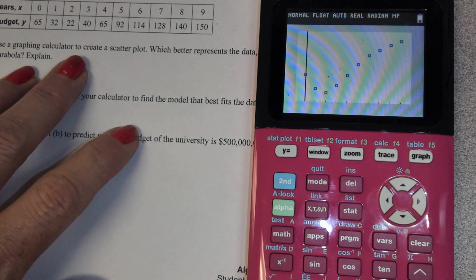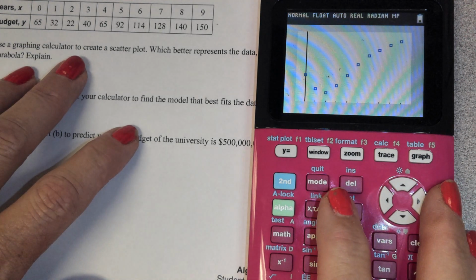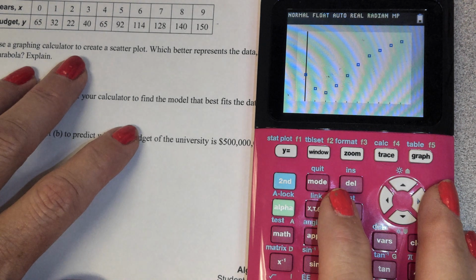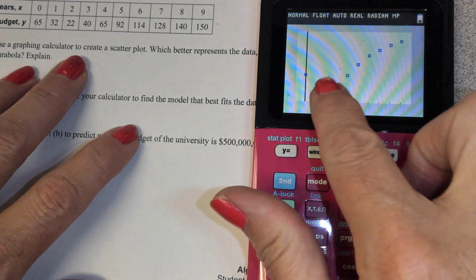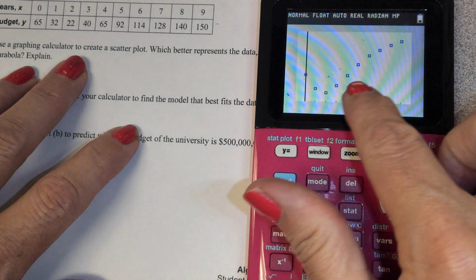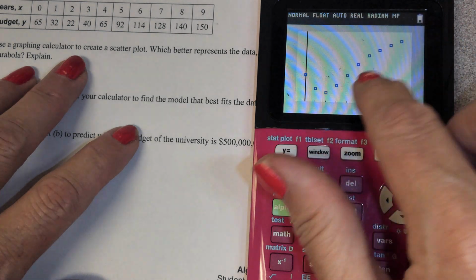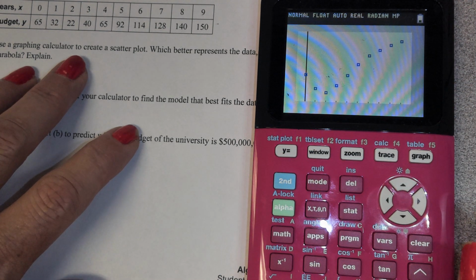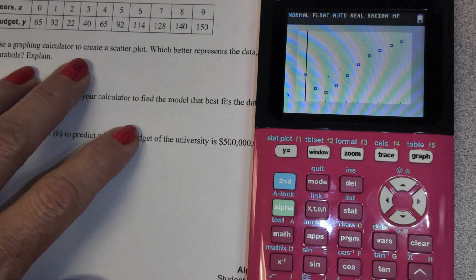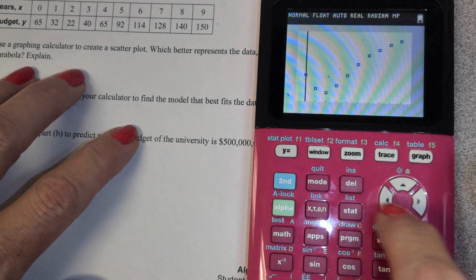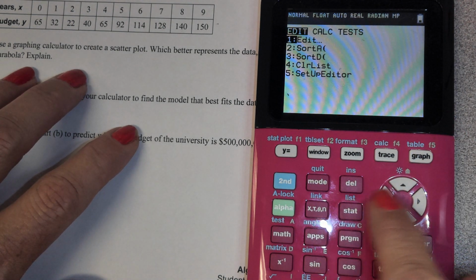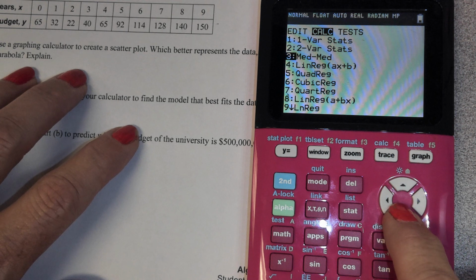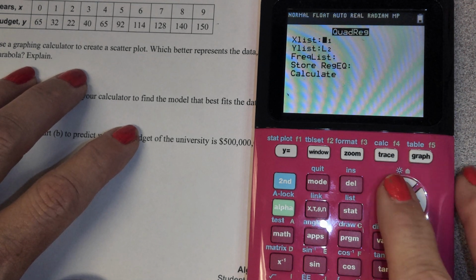Zoom stat. Here's the way it looks. Is that quadratic? It looks like quadratic would be the best fit for it. It's definitely not linear, is it? So we say quadratic is probably going to be the best. So now we're going to go to stat, calculate. We go down to quadratic.